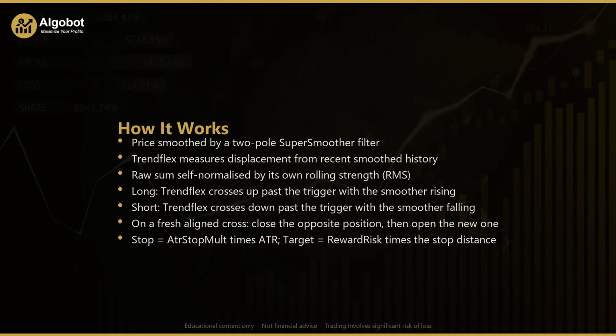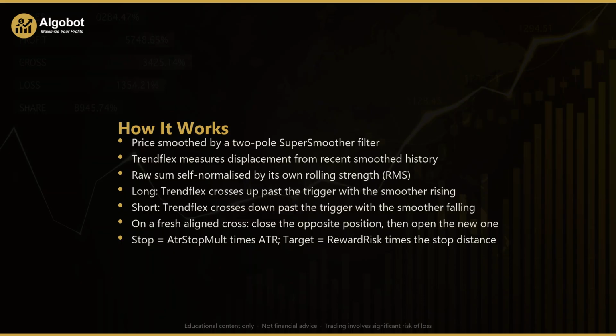It looks back over a window set by the SmootherLength input, which defaults to 20 bars, and sums up how far the current smooth price sits above each of its recent values. That sum is then divided by its own rolling strength, producing an oscillator that naturally settles near zero in quiet markets and swings out to strong readings when momentum builds.